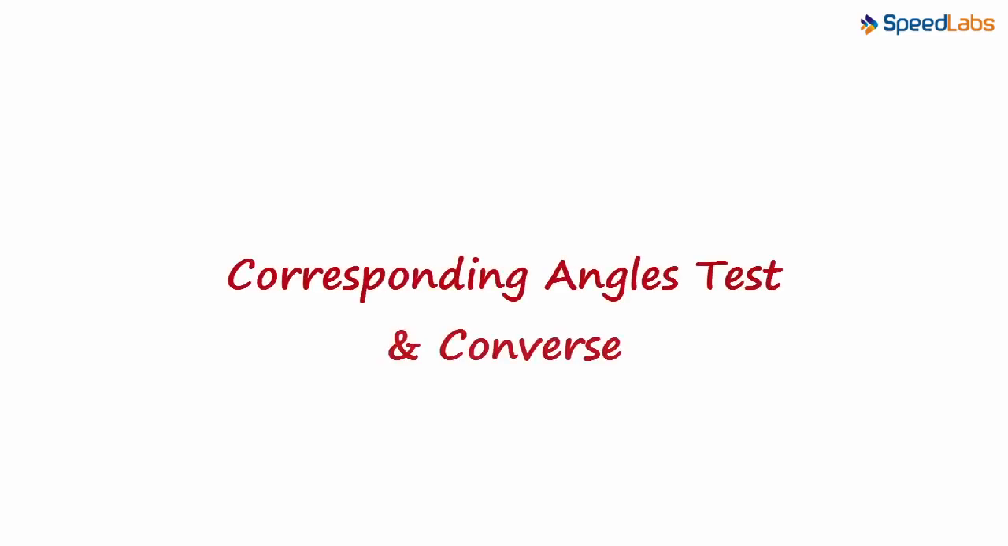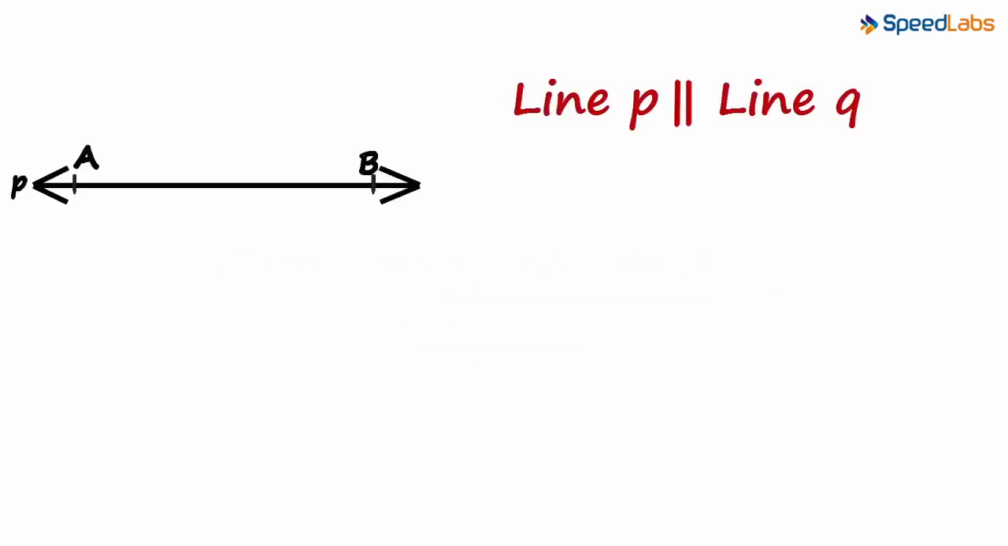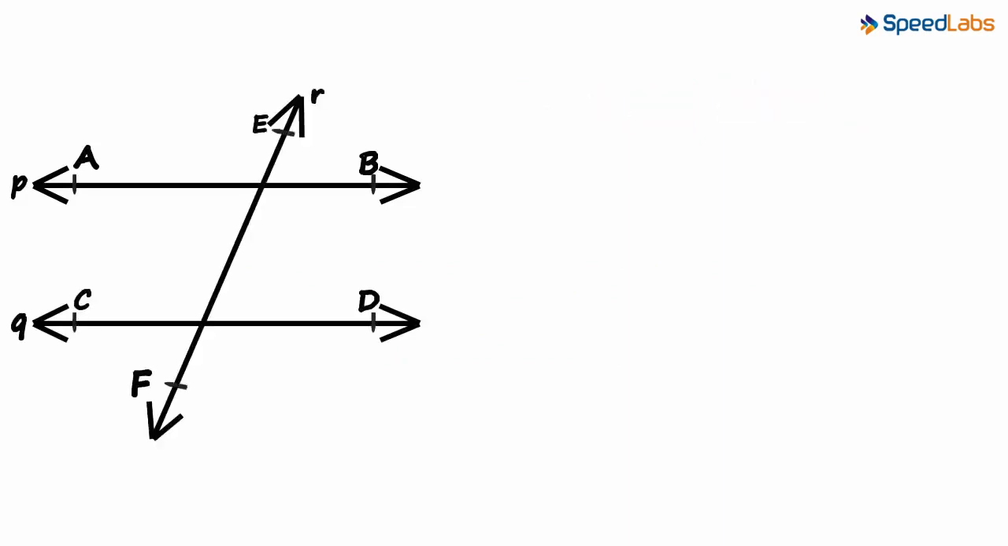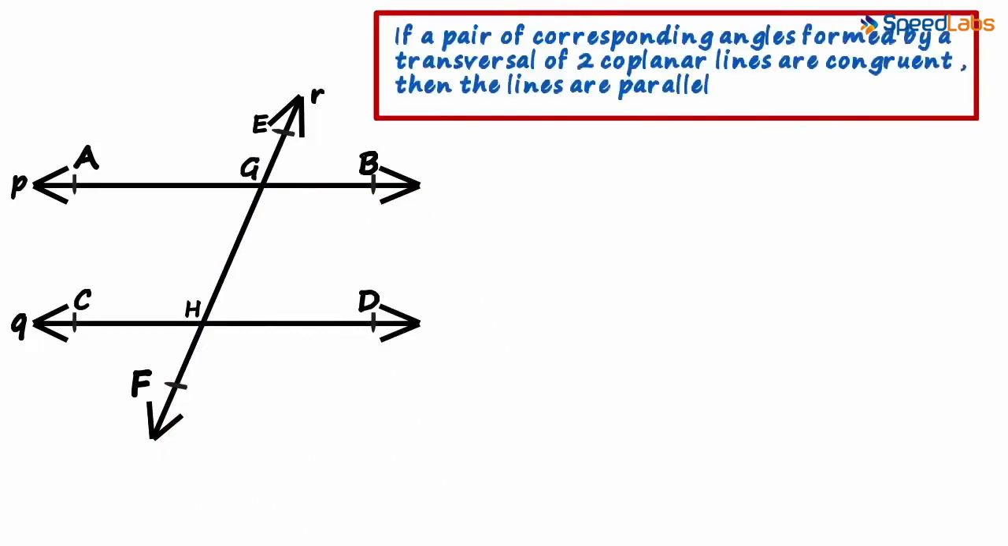To understand the corresponding angles test and its converse, let's look at a diagram. We draw two lines, line P and line Q, which are parallel to each other, and then a transversal which intersects the two lines at two distinct points G and H. The corresponding angles test says that if a pair of corresponding angles formed by a transversal of two coplanar lines are congruent, then the lines are parallel.